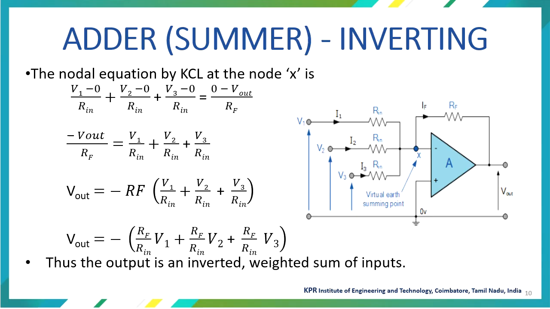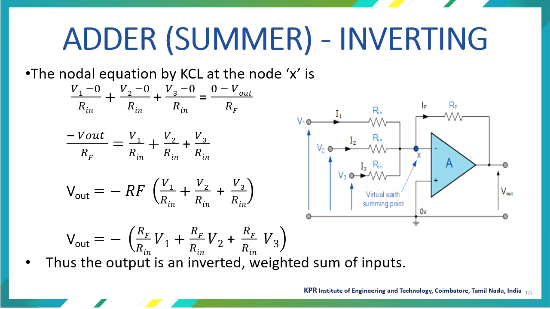So we are rearranging the equation. This will be minus Vout by Rf, which will be equal to V1 by Rin plus V2 by Rin plus V3 by Rin. We need to find only Vout, so we are bringing the remaining terms to the other side. So Vout will be equal to minus Rf into (V1 by Rin plus V2 by Rin plus V3 by Rin).